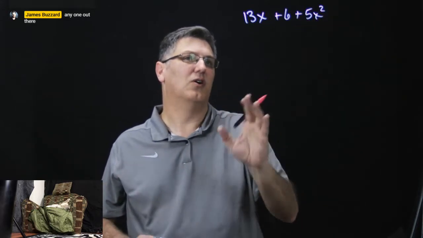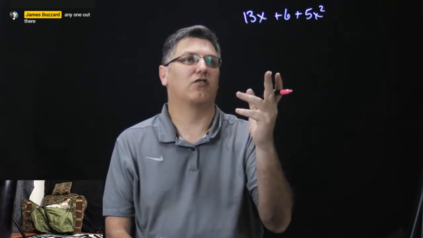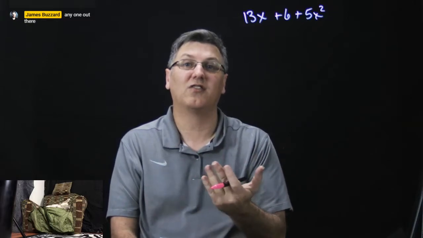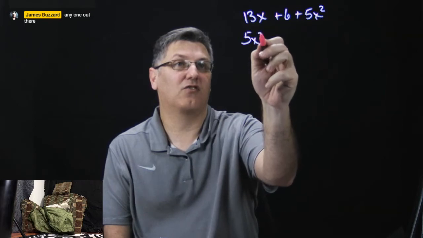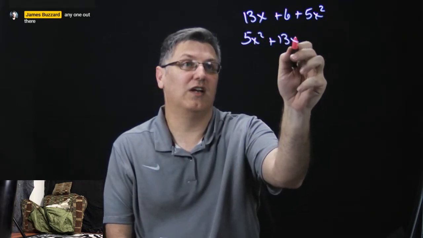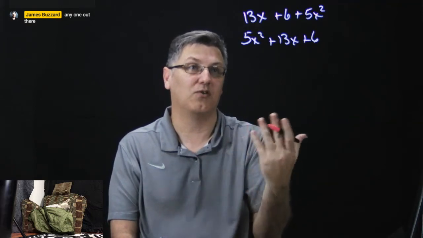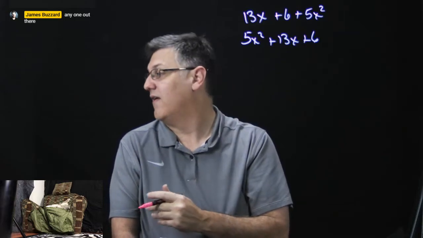Okay, so this is not written in the normal fashion. 13x plus 6 plus 5x squared. What you can actually do is just write it in descending order, putting your x squared first. So I'm going to do 5x squared plus 13x plus 6. Put your x squared first, your x in the middle, and then your constant at the end. You're allowed to do that because of the commutative property of addition.